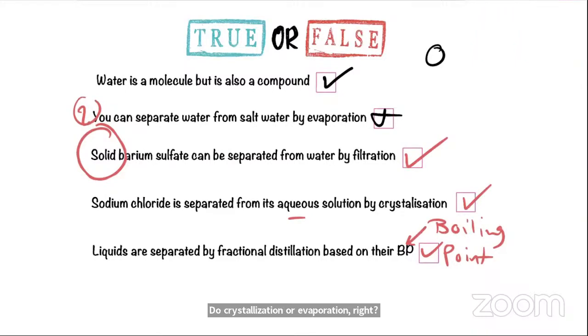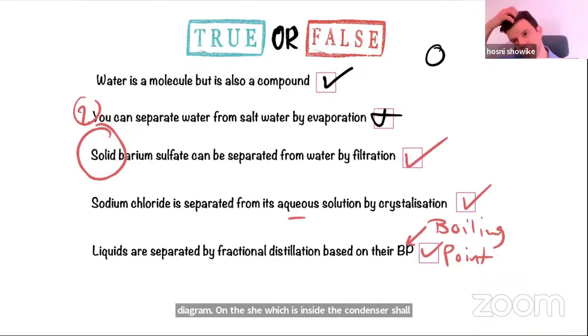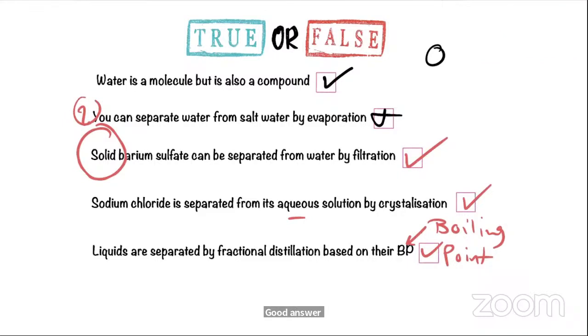Doctor, I have a question. When he is pointing in the simple distillation diagram on the tube which is inside the condenser, shall I say that it's the delivery tube or the condenser? Condenser. Sorry, I said call it a condenser. Okay, thank you. You're welcome.